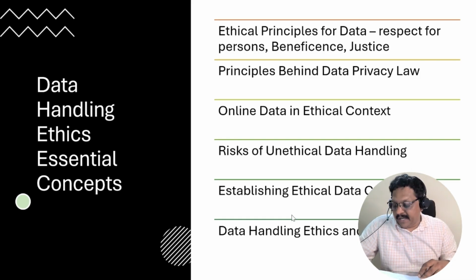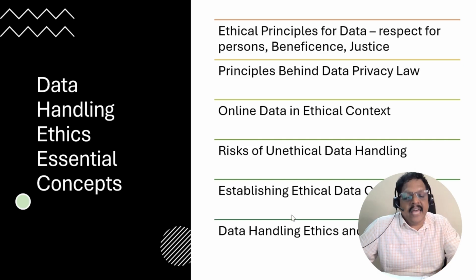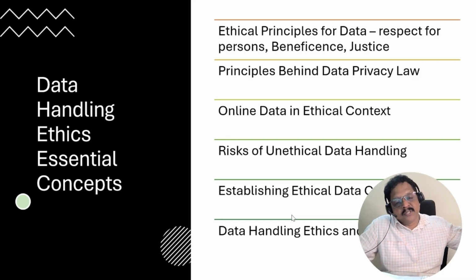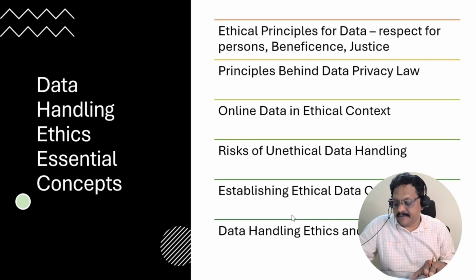The second principle is beneficence. This principle has two elements. First, do not harm. And second, maximize possible benefits and minimize possible harms. You should maximize the possible benefits and minimize the possible harms. That is the second principle, beneficence.